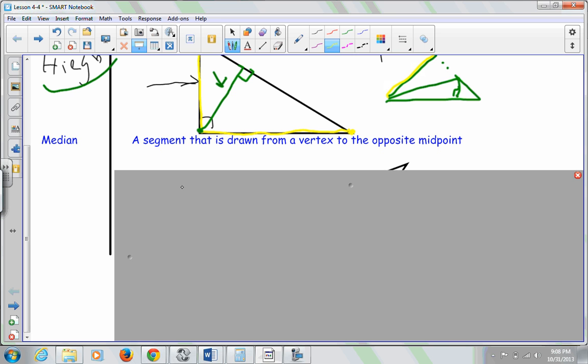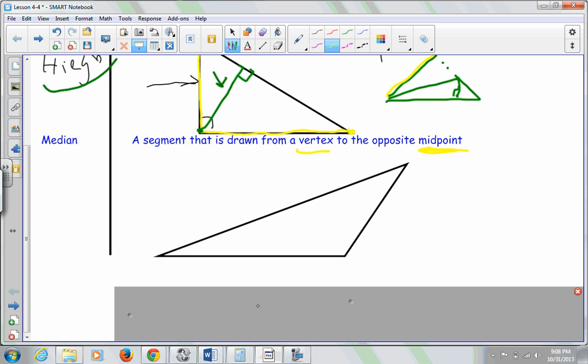A median is a segment that is drawn from a vertex. Okay, so all of these so far are being drawn from a vertex to the opposite midpoint. Okay, this is different because we're not going perpendicular. We are trying to find the midpoint on the opposite side. So let's draw from this vertex first. All right, now my target has to be on the opposite midpoint. Now I'm just going to estimate where that is, and I'm going to say about right here. All right, so let's say that's the midpoint. This would then be my median from that vertex to the opposite midpoint, okay?